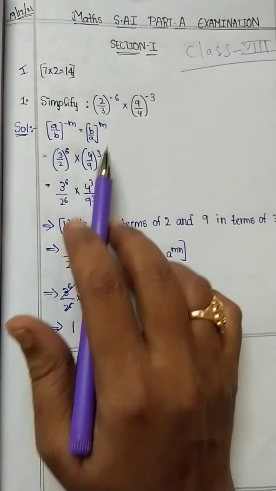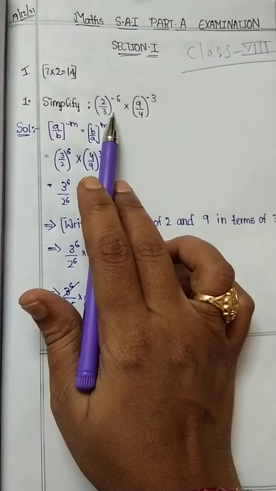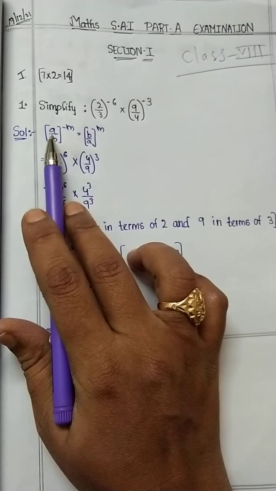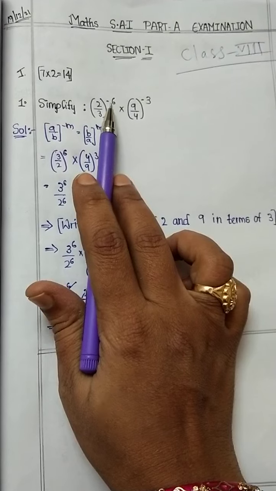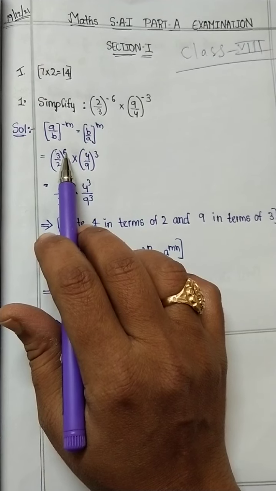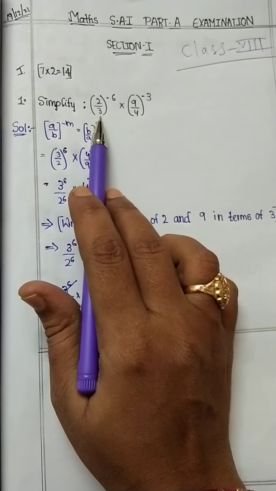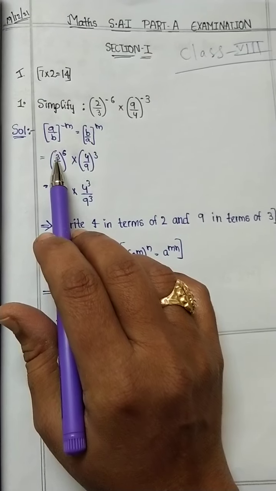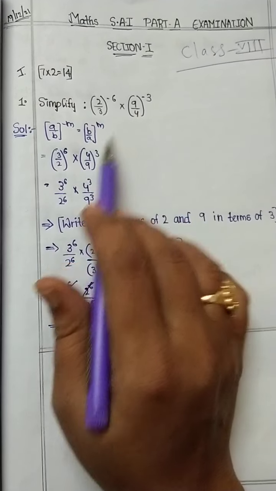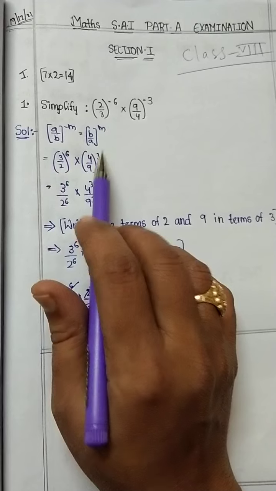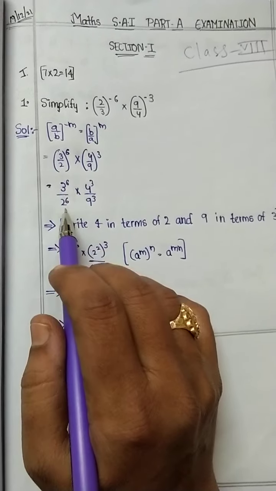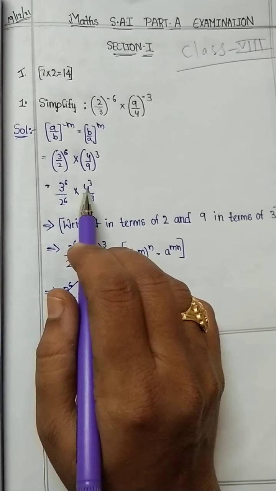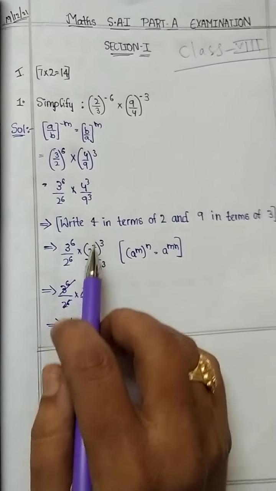Now, in a similar way, apply the formula here. Negative power is there, no? If you want to write in positive power, we should take the reciprocal of the numbers. So 3 by 2 will come, and here also 4 by 9 with positive power. Now individual powers you need to write: 3^6 divided by 2^6 into 4^3 divided by 9^3.